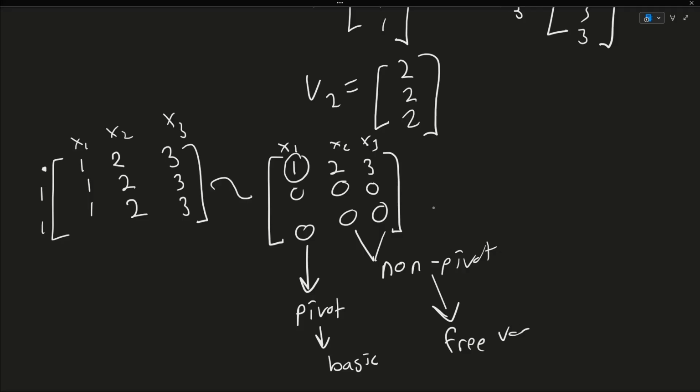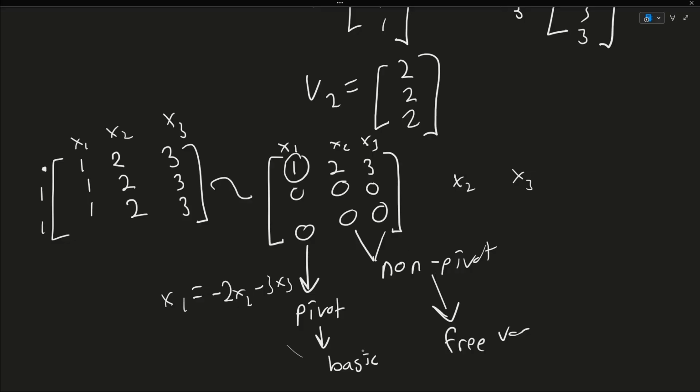Okay, the reason why these are called free variables is because we can literally assign x2 and x3 to be any real number in R3, because this is a 3 by 3 matrix. However, x1 cannot be anything, because we have the ability to express x1 in terms of x2 and x3. Every time we have a pivot column we will be able to do that, which means that this is a basic variable, but these are free variables.